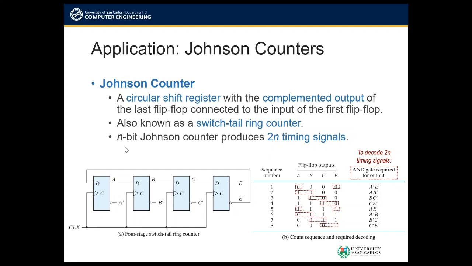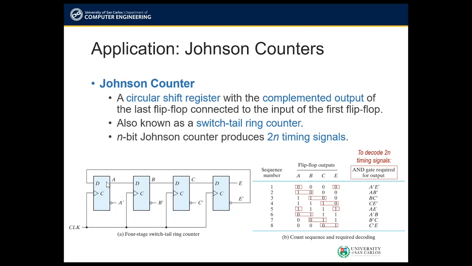So let's take a look at this example. We have 4 D flip-flops, which means that this is a 4-bit Johnson counter. And this 4-bit Johnson counter produces 2 times 4, or 8, timing signals. So let's consider first the configuration. This is the shift right Johnson counter because of the way the D flip-flops are cascaded.